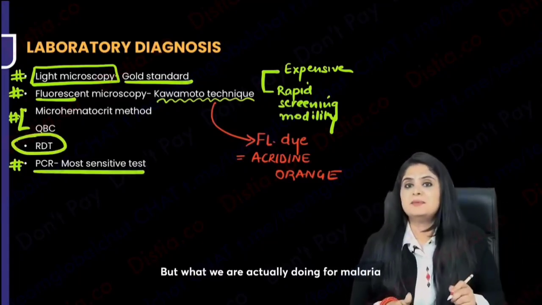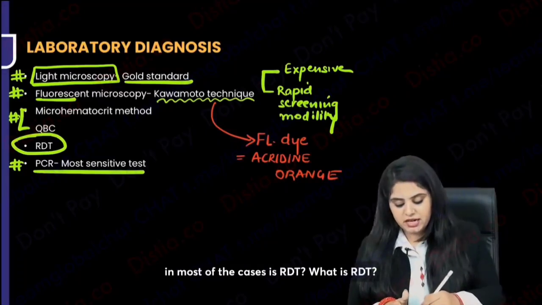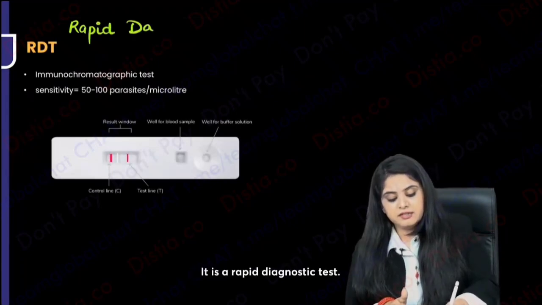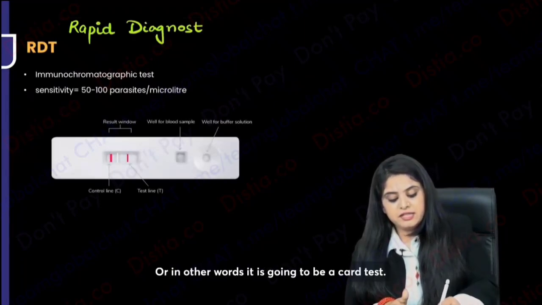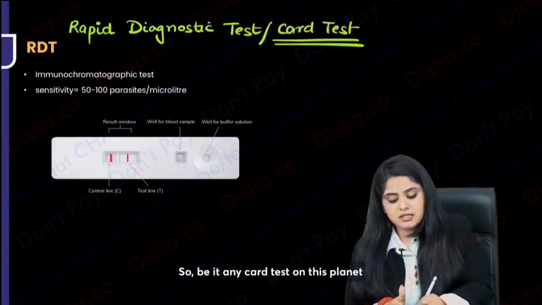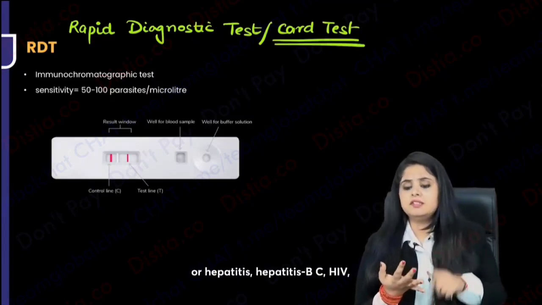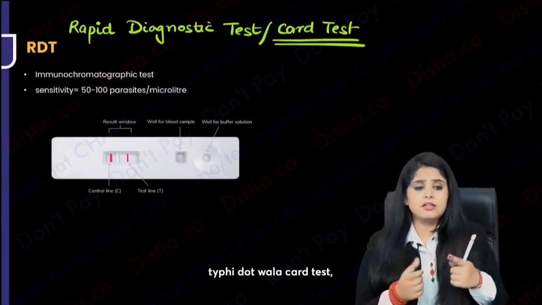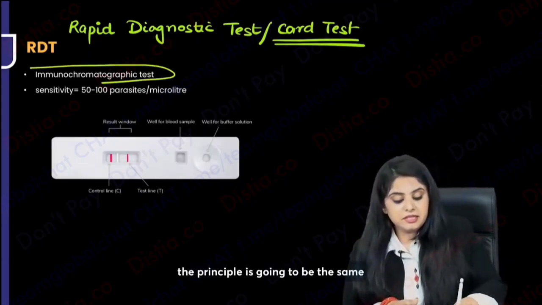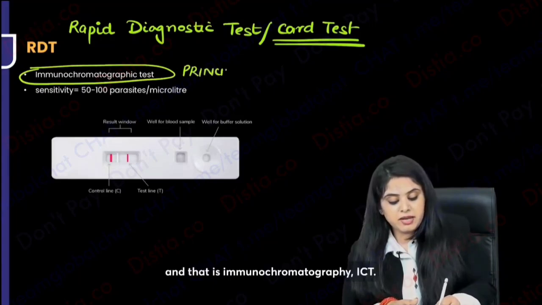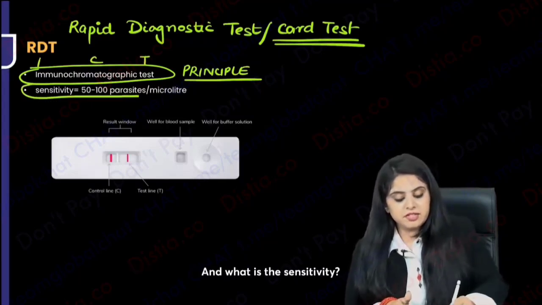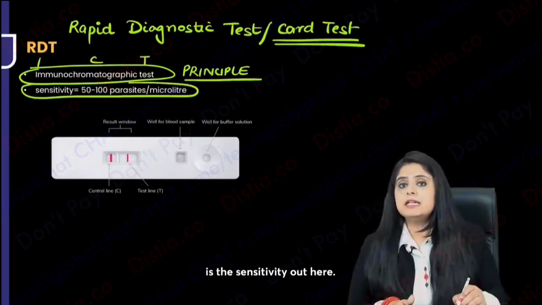But what we are actually doing for malaria in most cases is RDT. What is RDT? After COVID, you are very well versed with what an RDT is. It is a rapid diagnostic test, in other words, a card test. So be it any card test on this planet, hepatitis B, C, HIV, the typhoid card test, or the COVID card test, or the urine pregnancy card test, or any other card test like malaria, the principle is the same, and that is immunochromatography, ICT. Immunochromatographic testing is the principle for it. And what is the sensitivity? 50 to 100 parasites per microliter is the sensitivity here.